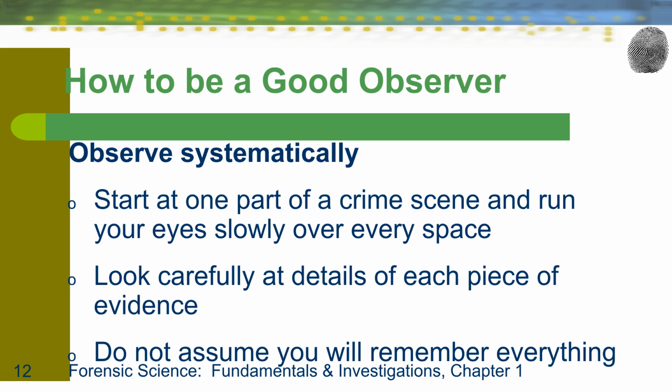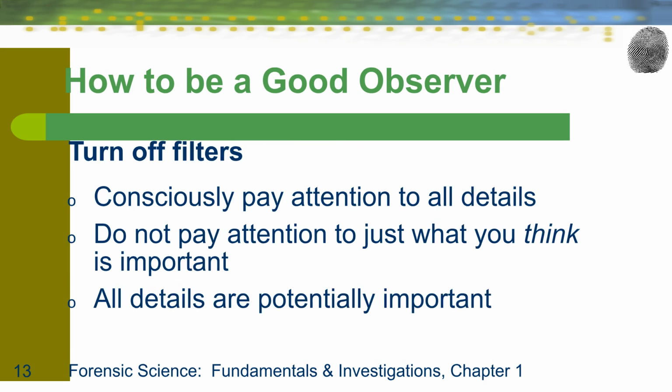To be a good observer, you must observe systematically. Start at one part of a crime scene and slowly examine every space. Look carefully at all the details and do not assume you will remember everything. Another way to be a good observer is to consciously turn off your internal filters. Pay attention to all details, even those you might not initially think are important. All details are potentially important.